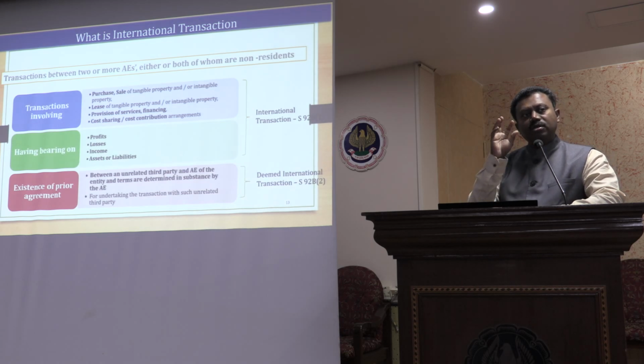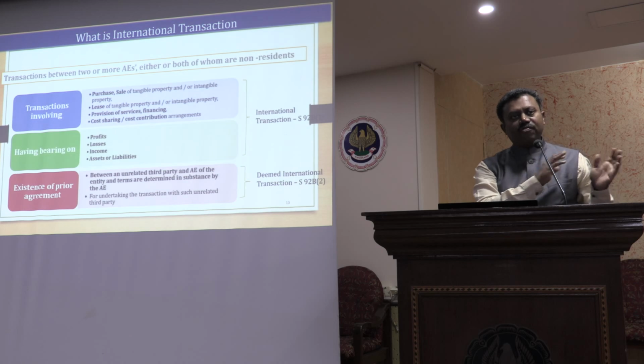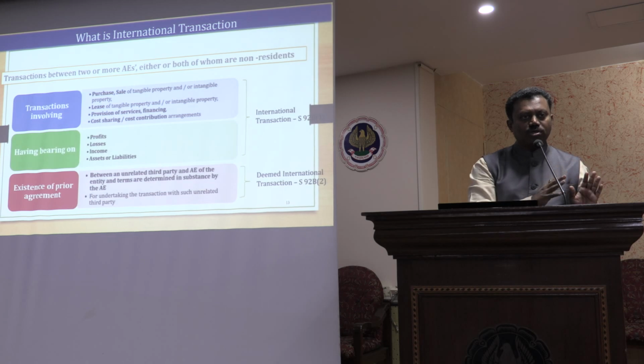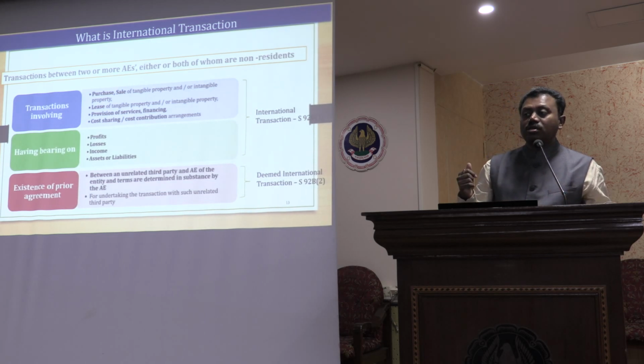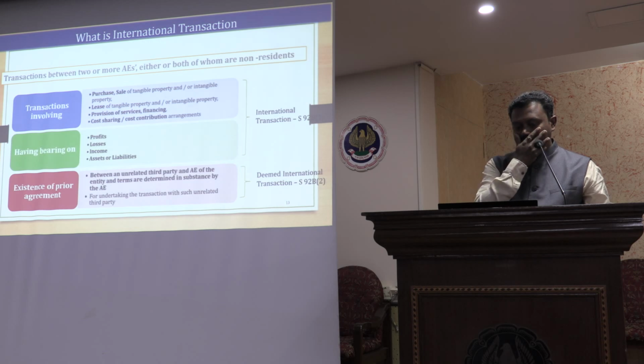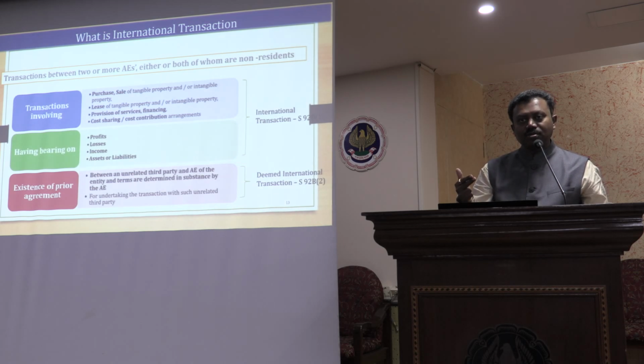Once the associated enterprise point is clarified, so we know who are going to transact between them, are they associated enterprise or deemed associated enterprise. Next we try to test whether it is an international transaction, because transfer pricing applies only if it is an international transaction. So what are international transactions? It can be a purchase, sale of tangible property or intangible property. It can be lease of tangible property or intangible property. Providing services, providing financing. It can be cost sharing or cost contribution arrangements as well.